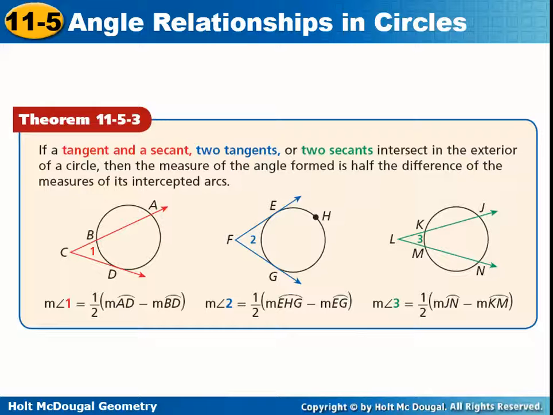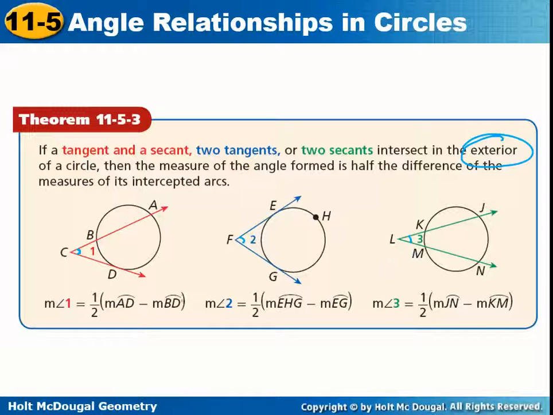All right, here's another theorem. This is if you have angles formed by lines intersecting outside of the circle, exterior of the circle. So there's 3 times where that could happen. It could be a tangent plus a secant, and that would be case 1 here. It can be 2 tangents, which would be case 2, or it could be 2 secants, which is case 3.